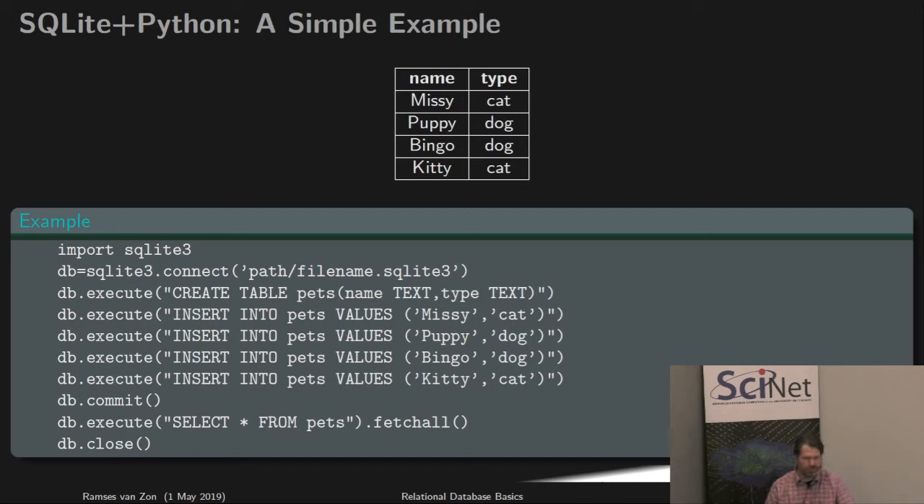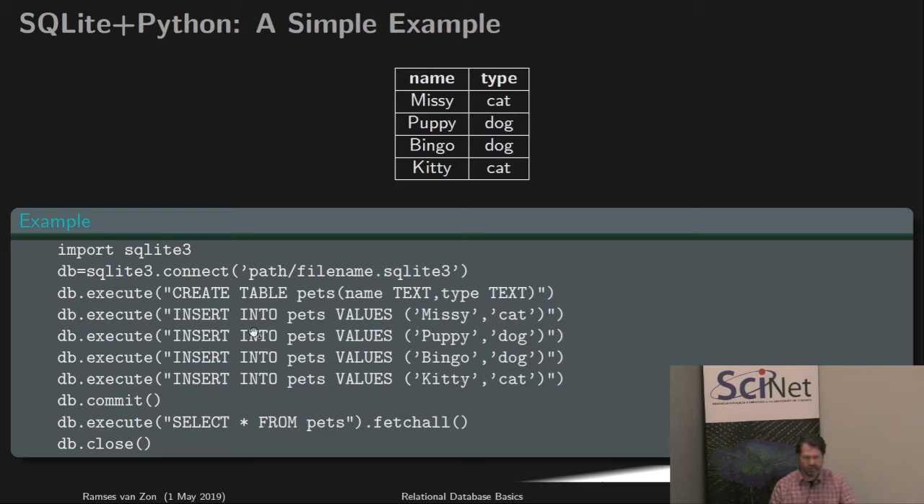And then we want to do something with that, at first empty, database. We want to create a table. And so we need to say db execute create table pets, name text, type text. And then after that, we can insert values into it. So we insert values into that table, pets, the values Missy and cat, that's number 1, Puppy and dog, Bingo and dog, and Kitty and cat.